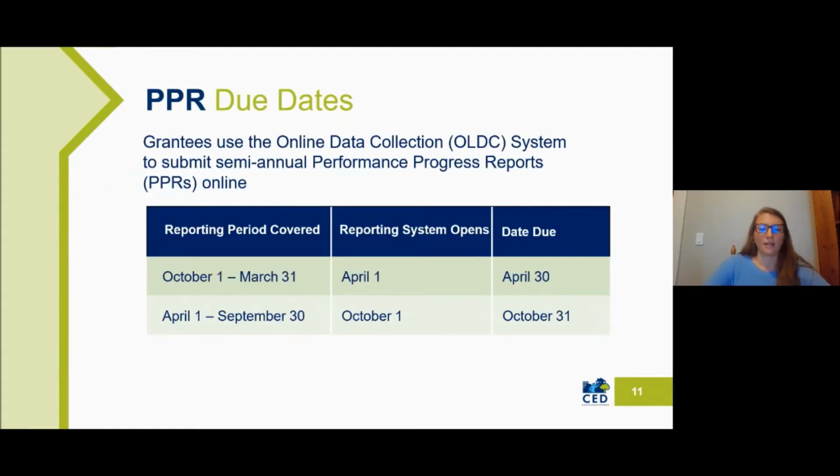The table on this slide shows the timeline for when you will submit the reports each year. It's semi-annual, so you'll submit twice a year, once in April and once in October. The timeline for when the reporting period opens and when things are due are on this slide. And if you are a new grantee that just received a new grant, you'll submit your first report in April.